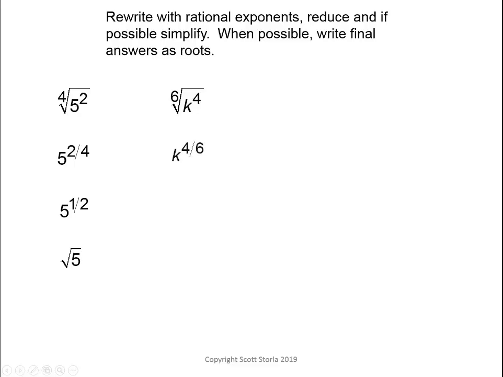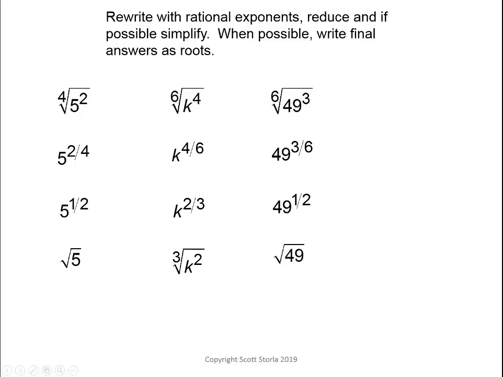Using the definition, we can rewrite this as k with an exponent of 4/6. 4/6 reduces to 2/3, which would become the cubed root of k squared. Here's another. After rewriting in exponential form and reducing 3/6 to 1/2, we can rewrite this back as the square root of 49, and of course that's just 7.